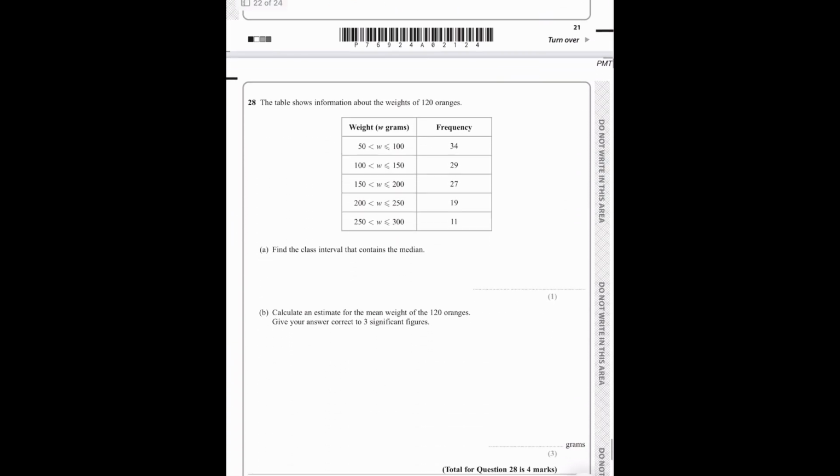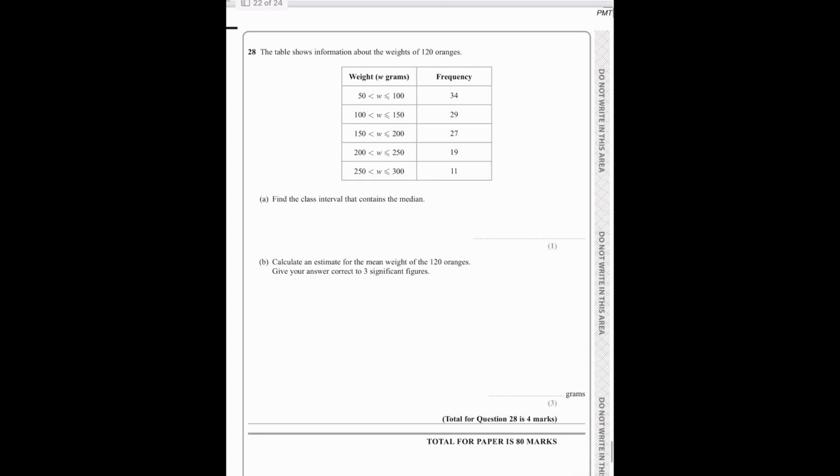Here we have a grouped frequency table. Find the class interval that contains the median. So the median is the middle. Now we know that there are 120. So we are looking for halfway. So we're looking for the 60th number. So 34 here. This takes us to 63. So the 60th must be in here. So the answer is 100 is less than W is less than or equal to 150.